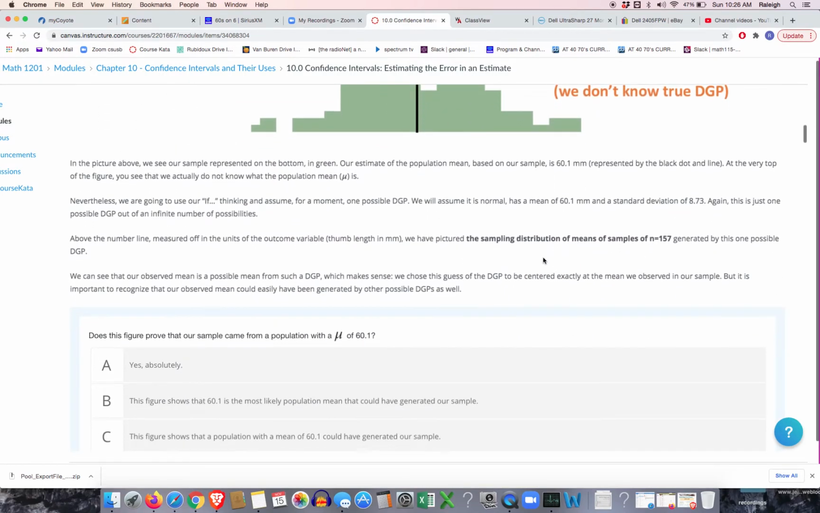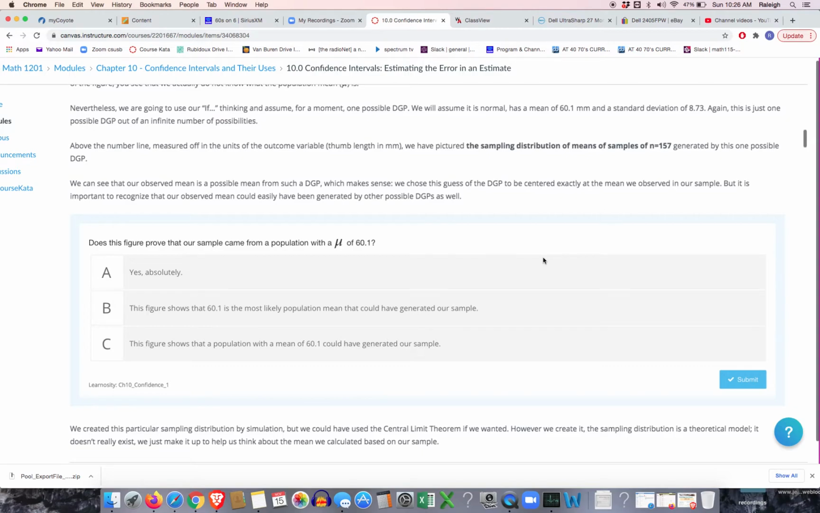And okay, let's take a look at some of these little questions here. And I think the magic letter for most of these is C. Does this figure prove our sample came from a population with a mu of 60.1? I wouldn't say absolutely, not quite. The figure shows that 60.1 is the most likely one, maybe, but this figure shows that a population with 60.1 could have generated our sample, and that's the more conservative way to do it. And you can say that for sure.